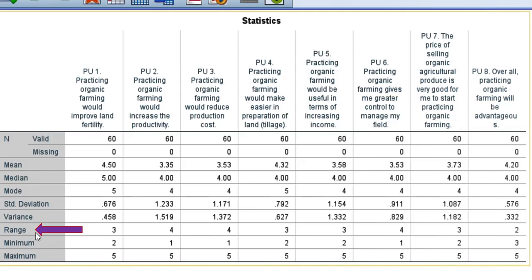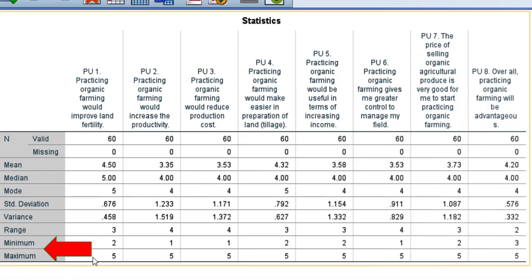Range. Range measures the total spread of your data by calculating the difference between the highest and lowest values. In this example, the range for perception 1 is 3, for perception 2 is 4, and so on. Minimum and maximum values. Minimum is the smallest value in the dataset. For perception 1, the minimum value on the Likert scale is 2. On the other hand, the minimum value for perception 2 is 1.